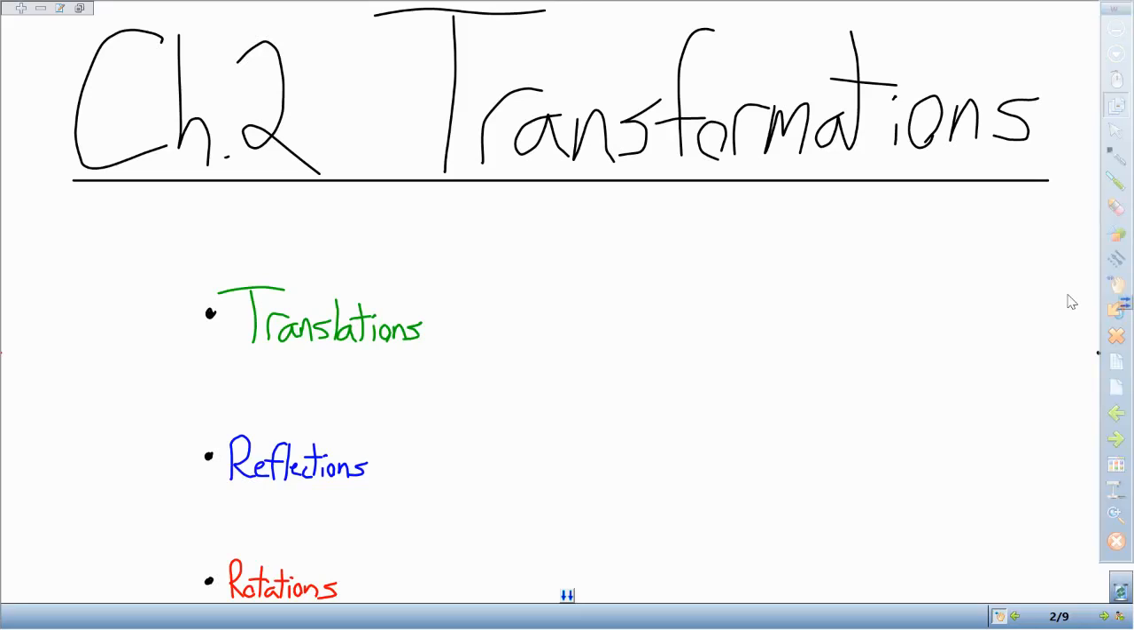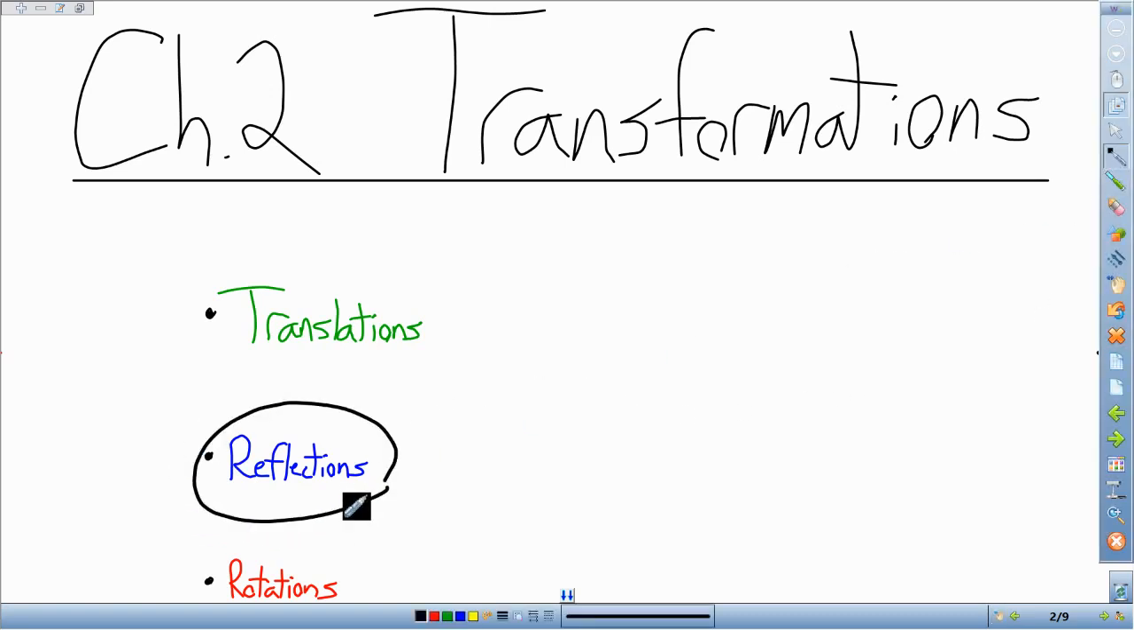Hey everybody. So today we are moving along in our notes on transformations. Yesterday, if you remember, we were looking at translations. Today we're going to be looking at what are called reflections. Okay, and we will eventually get to rotations, and then there's actually another one called dilations. All right, but today is all about reflections.